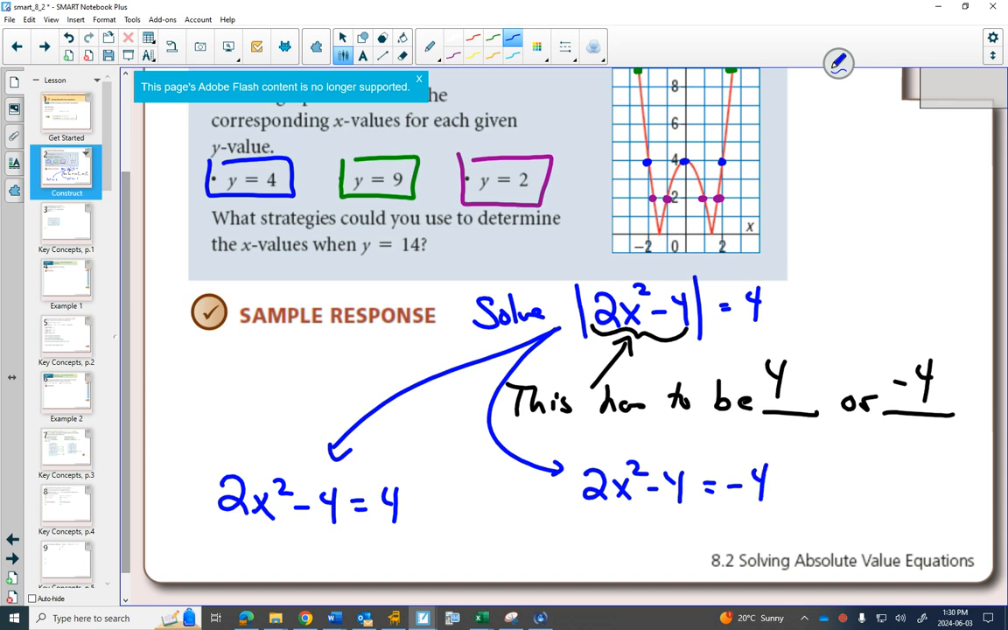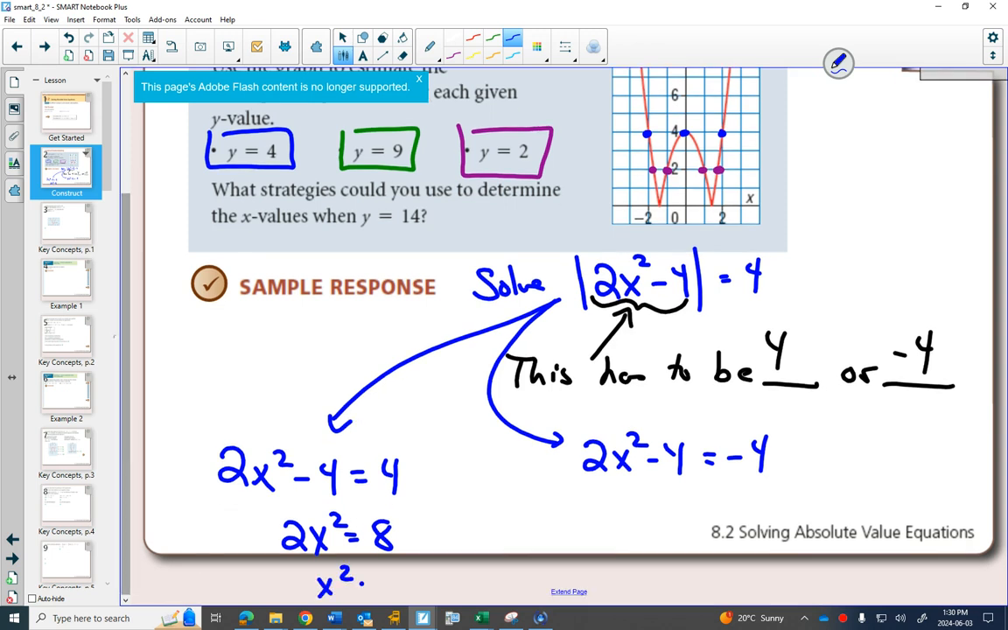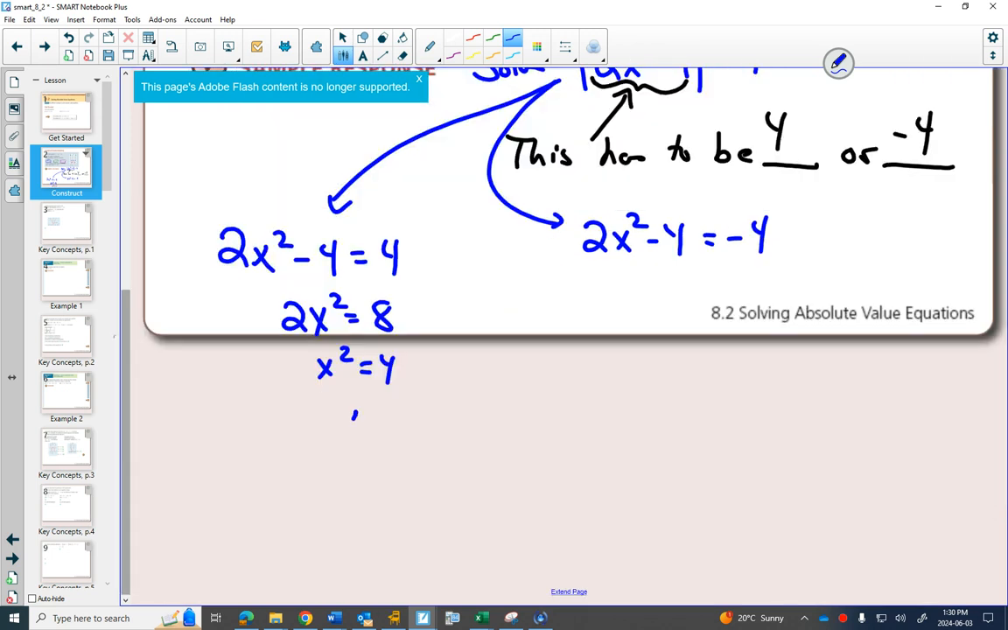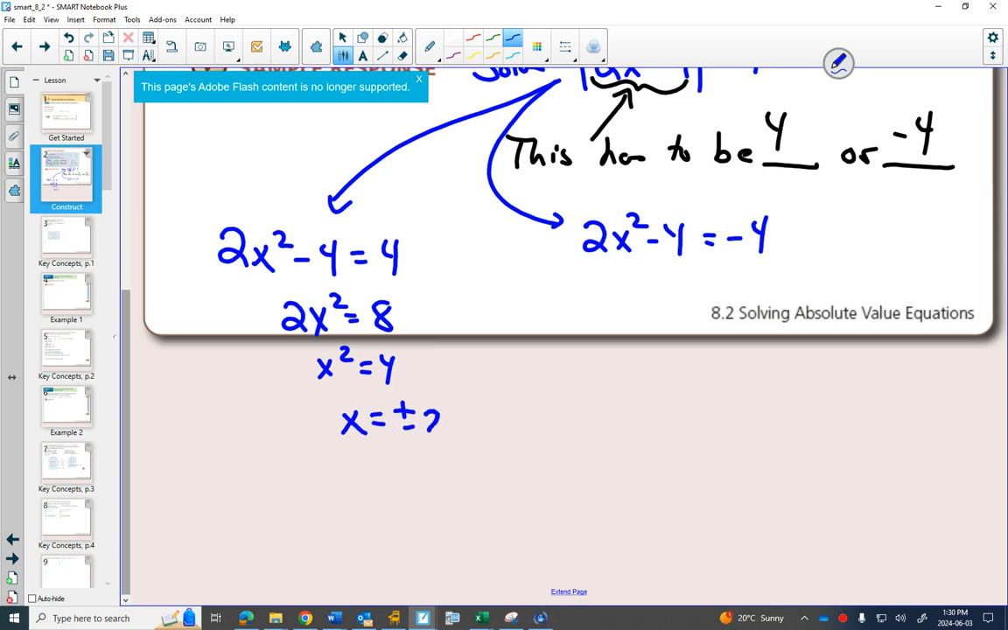Now, if you solve this one, what would you do? You'd add 4 to both sides. You get 2x² = 8. You divide by 2 and get x² = 4. Then you'd square root both sides and you get plus or minus 2. And that found 2 of our solutions. But on this one over here, you move your 4 over. You'd divide by 2, you get x² = 0. This one tells you x is 0. And those were the 3 solutions.